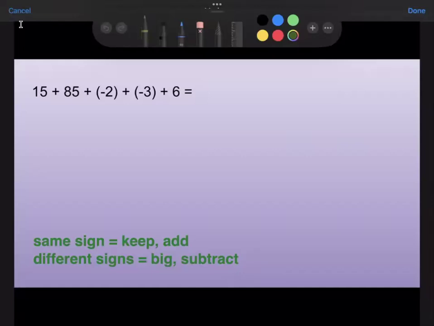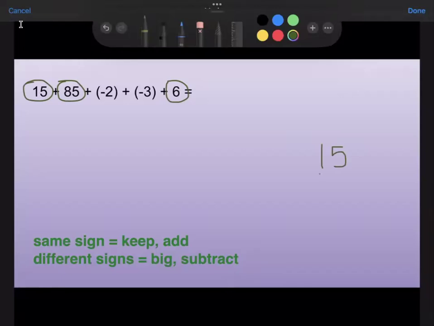Okay, here is our longest example so far, I think. And so we're going to go ahead and do the same thing where we're putting together the same signs first. Oh, and it's our last one for today's video. So I'm going to start with the positives, 15, 85, and 6. I'm going to go ahead and put those together.